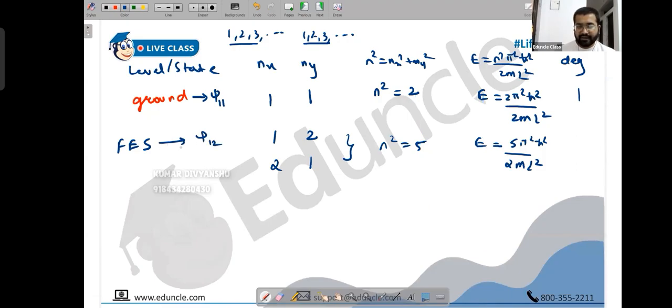So we have got 2-fold degeneracy here. One is psi 1, 2, the other is psi 2, 1. Both these wave functions share the same energy eigenvalue, so it's a 2-fold degenerate state. Okay. Then let's talk about the second excited state.